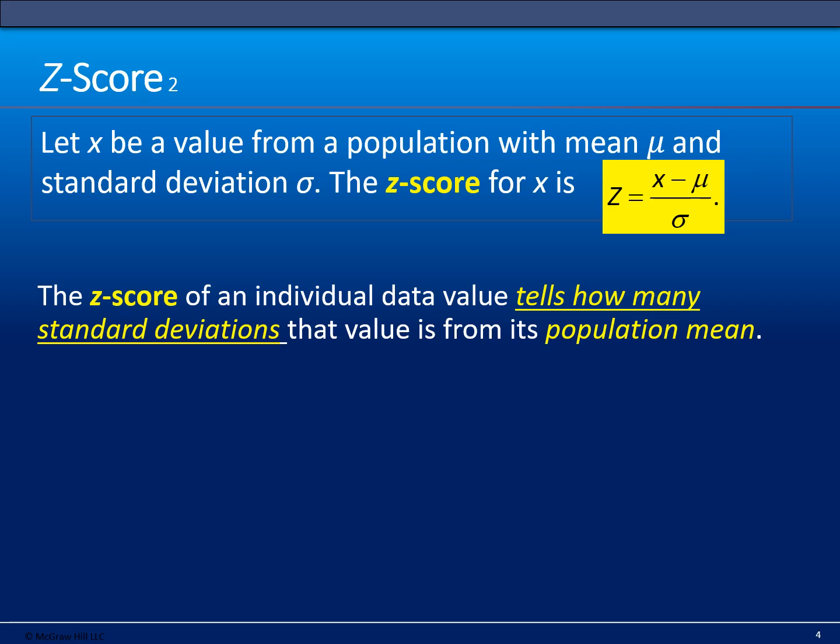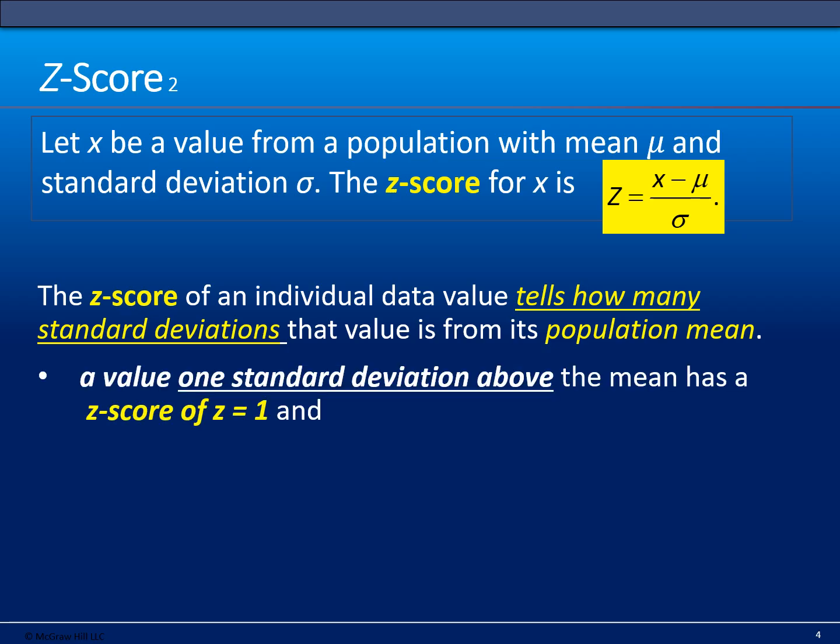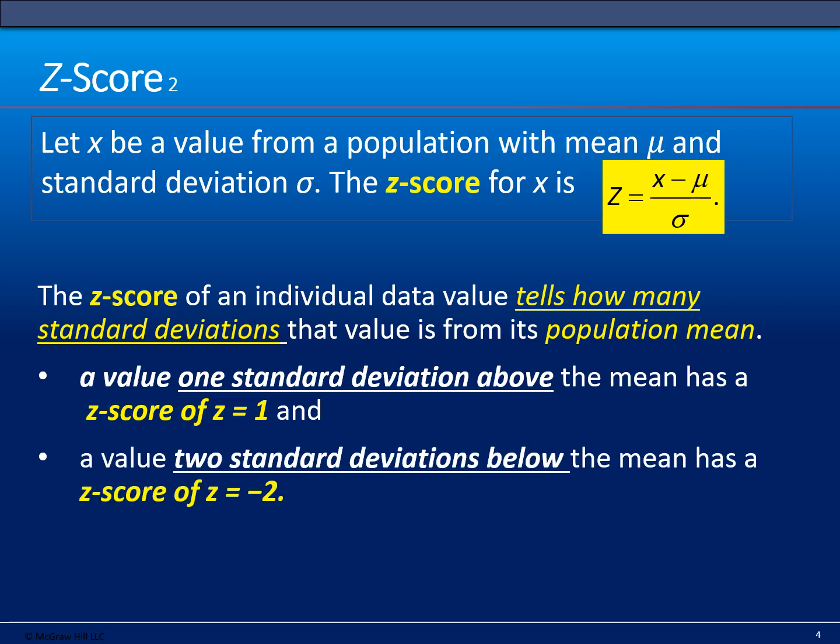What this z-score tells us is how many standard deviations that x value is from its population mean. A value of one standard deviation above the mean, meaning it's to the right of the mean, would have a z-score of +1. And a value 2 standard deviations below the mean, which on a graph would be to the left of the mean, would have a z-score of -2.